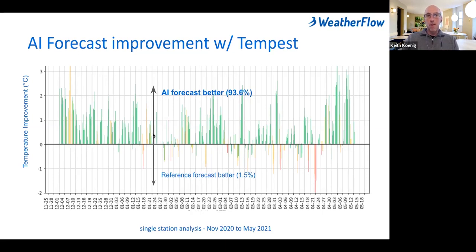And so these early results, when looked at in grave detail, from November 2020 to May 2021, is a very, very detailed statistical analysis that gives us absolute confidence in our ability to deliver better forecasts where we have a Tempest device.